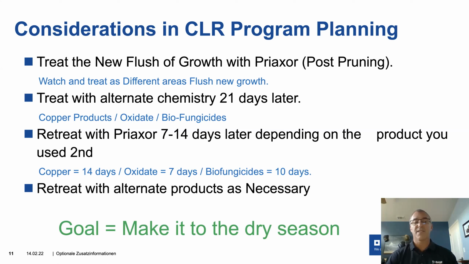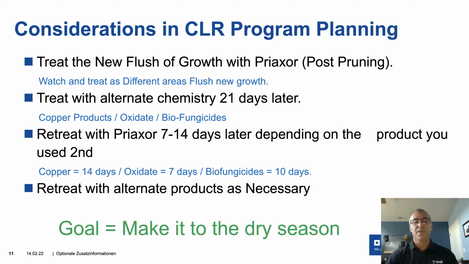So you'll have to come back potentially with copper or oxidate or one of the biofungicides and retreat until you get into these lower pressure times. And because coffee leaf rust spreads in wind, you may have to even treat through the dry season. It just depends kind of on your unique situation. I think it all starts though with a good program, watching the new flush and getting that first treatment on.